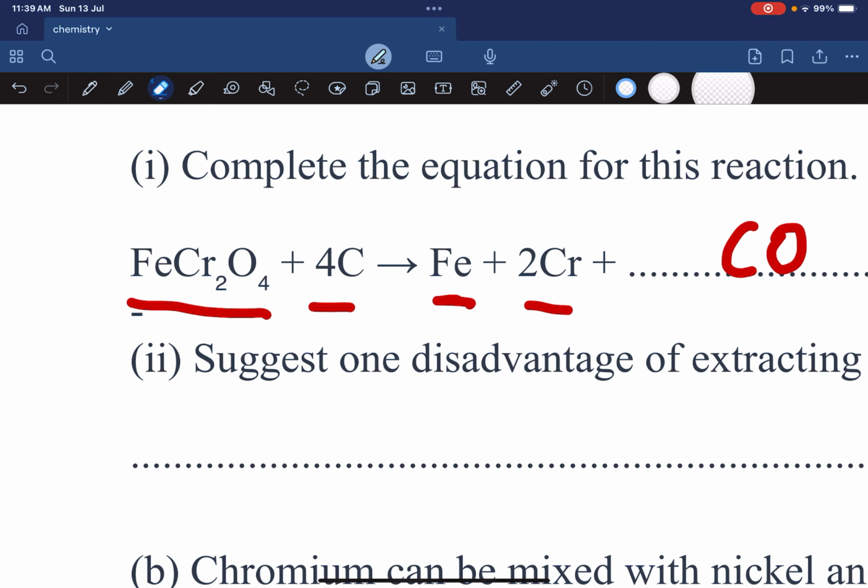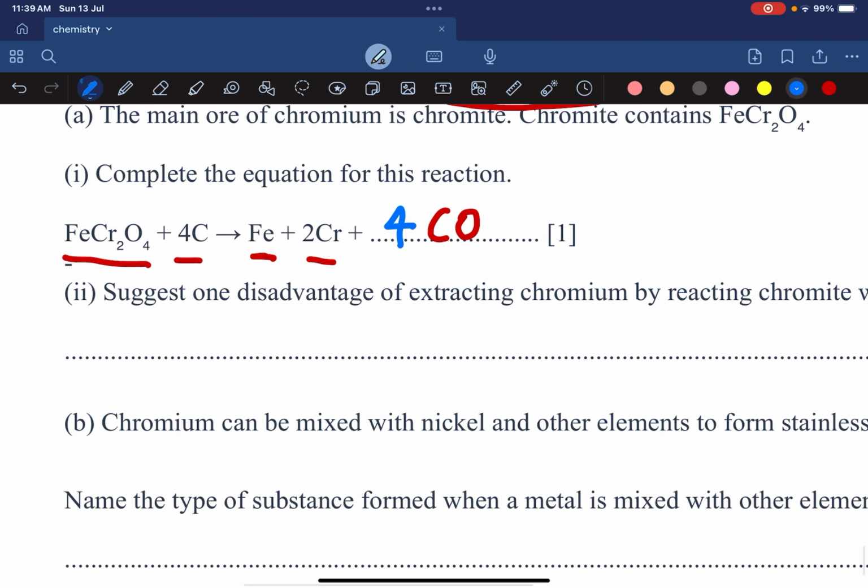I will not form carbon dioxide. Instead, I will form carbon monoxide. And to balance it out, I write a 4 over here. And now this is balanced. So you just had to do this. I hope you get it. You did not have to form carbon dioxide, but carbon monoxide instead, because with carbon dioxide you cannot balance the equation.